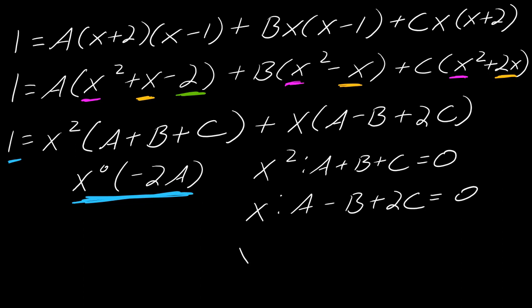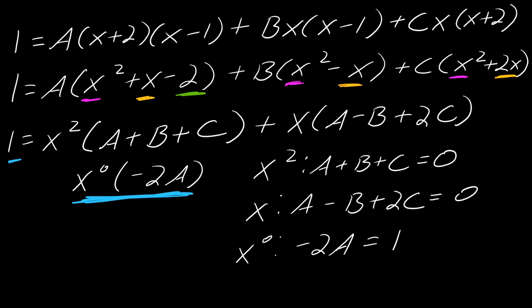And then finally, for my constant term, so x to the 0, so that's just negative 2a. So this is where I've got something that I can actually set this equal to. Negative 2a, the only constant on the left side is 1. So that's what I'm going to set this equal to.